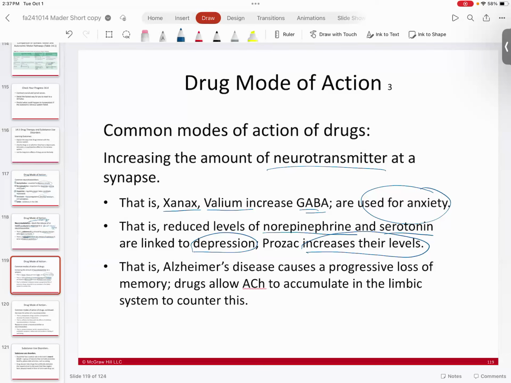And in Alzheimer's, oftentimes you have loss of memory. So drugs, for instance, will allow acetylcholine to accumulate in the limbic system, which will help to increase learning.